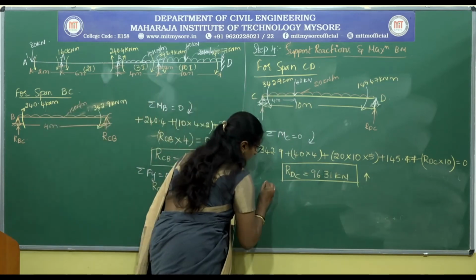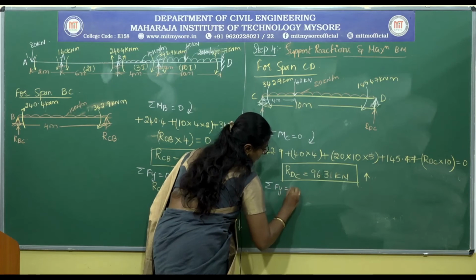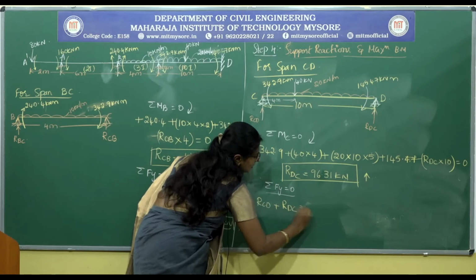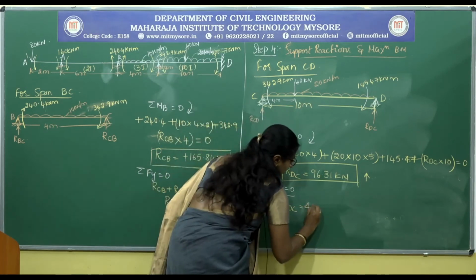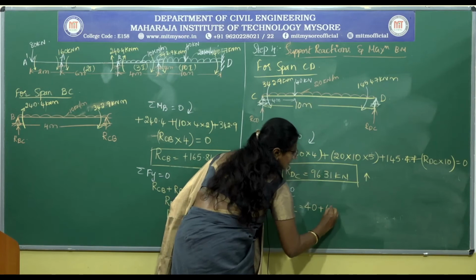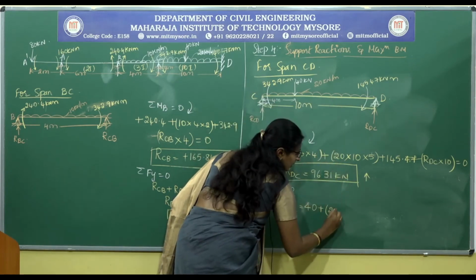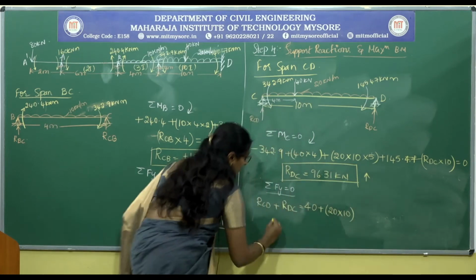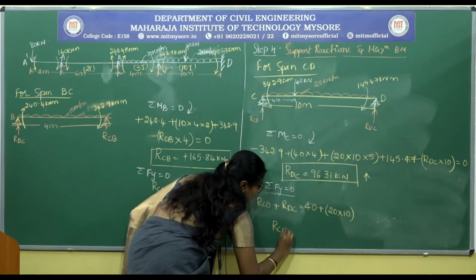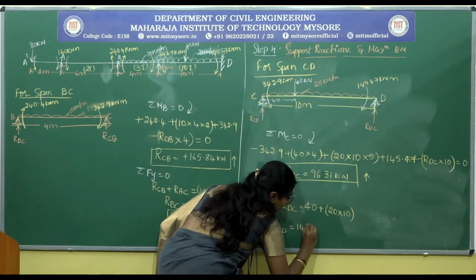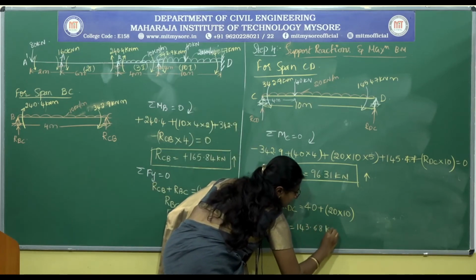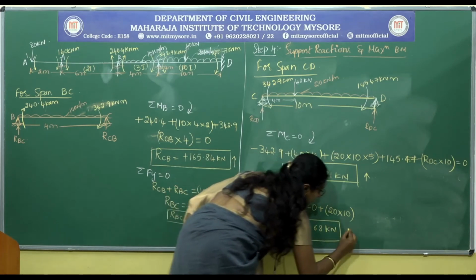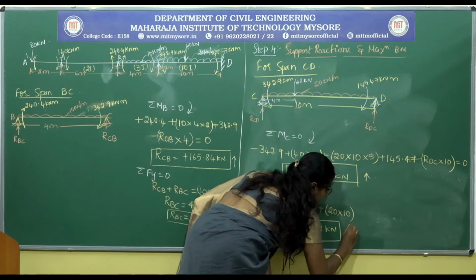And one more condition, RCD plus RDC is equal to 40 plus the UDL 20 multiplied by the distance 10. So finally what is RCD? 143.68 kilonewton. This is also positive. We take it in the upward direction.